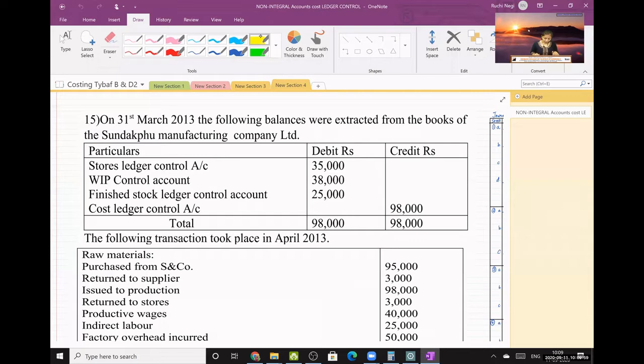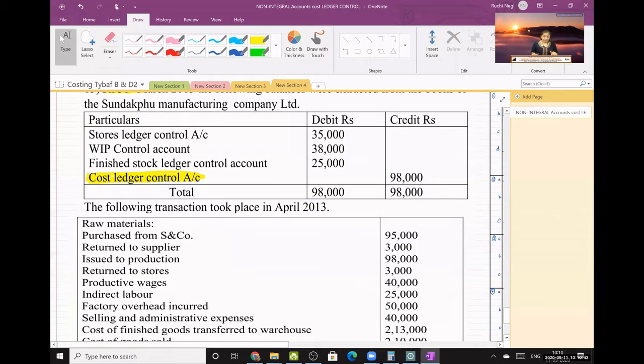So on 31st March 2013, this date is given. Balances are extracted from the books of Sundakpu Manufacturing Company Limited. So see this cost ledger control account, right? CLC, also known as GLA. So cost ledger control account is also known as GLA. So you saw GLA in the trial balance, which means it is a non-integral accounting sum. Clear everyone? Okay. Next.